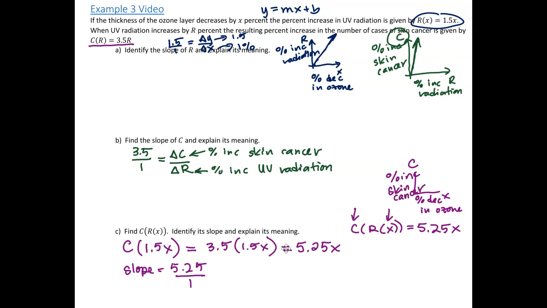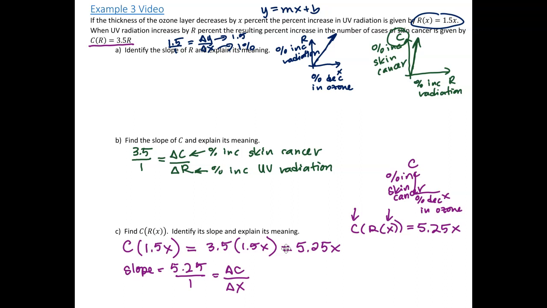So composition kind of skips over the middleman. It removes that piece that connects the two functions together. It hides it. It doesn't remove it. So now we're going straight from how much the ozone is changing to what happened with skin cancer. And on the top of that fraction is going to be the change in skin cancer, and on the bottom is the change in thickness of the ozone layer. So this one is telling me that for every 1% decrease in the thickness of the ozone layer, there will be a 5.25% increase in the cases of skin cancer.